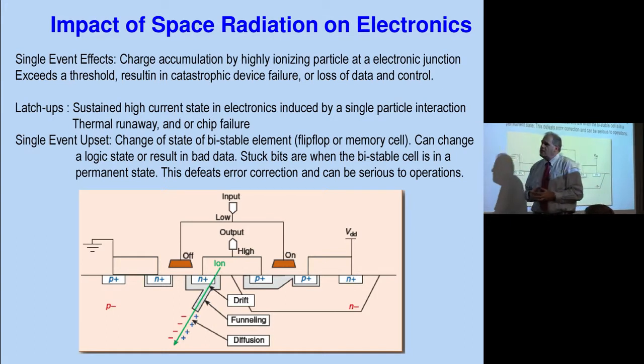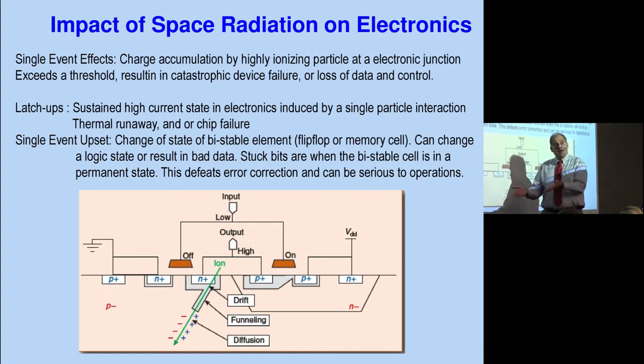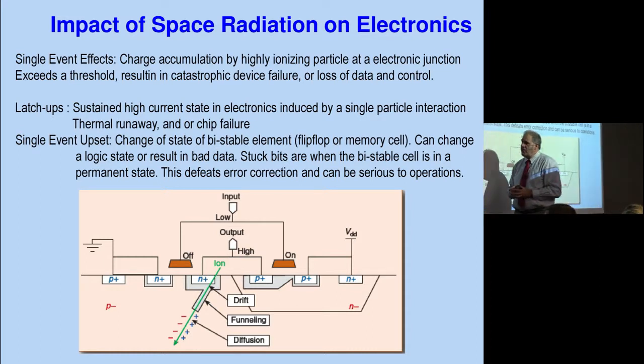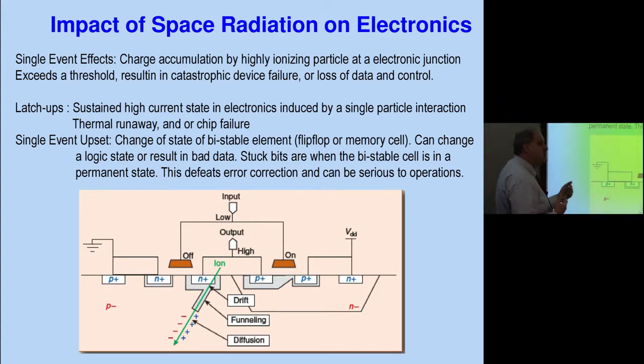If you have a solid state device that has two states that it's going between, you can actually change the state of that electronic device by throwing enough charge to alter the state. That's going to affect mainly memory cells and other logic devices like flip-flops, and it can change the logic state, which either results in bad data or, worse, something permanent, where you essentially could stick a bit on a particular electronic memory cell or operation cell and result in a permanent state that's not correctable, that you can't develop a correction for, and if it's important for operations, it can result in something that just can't operate.